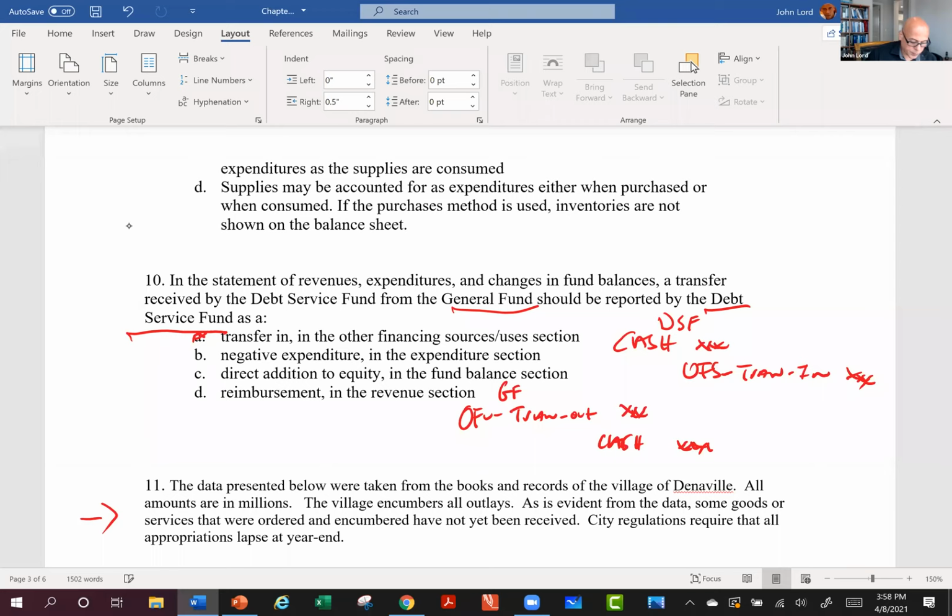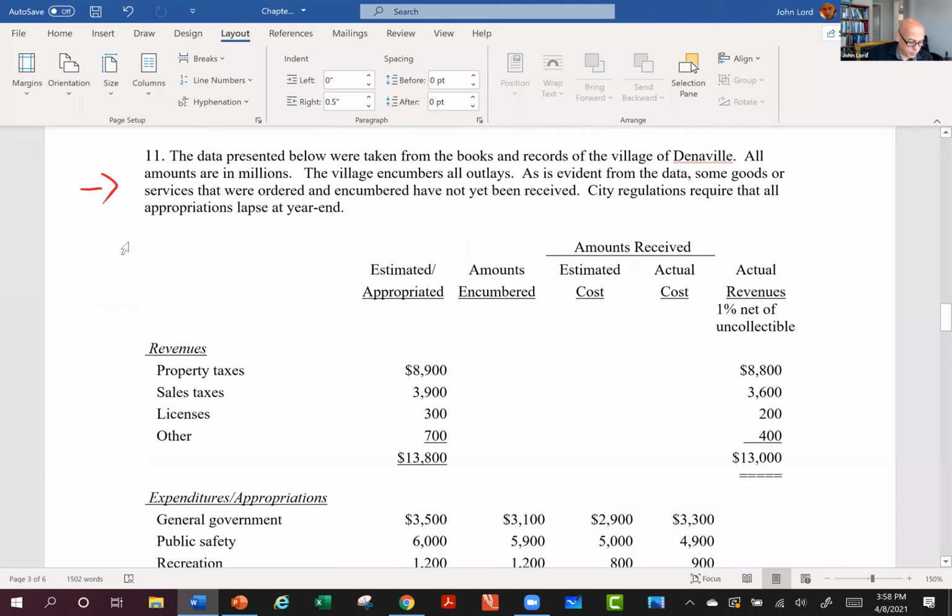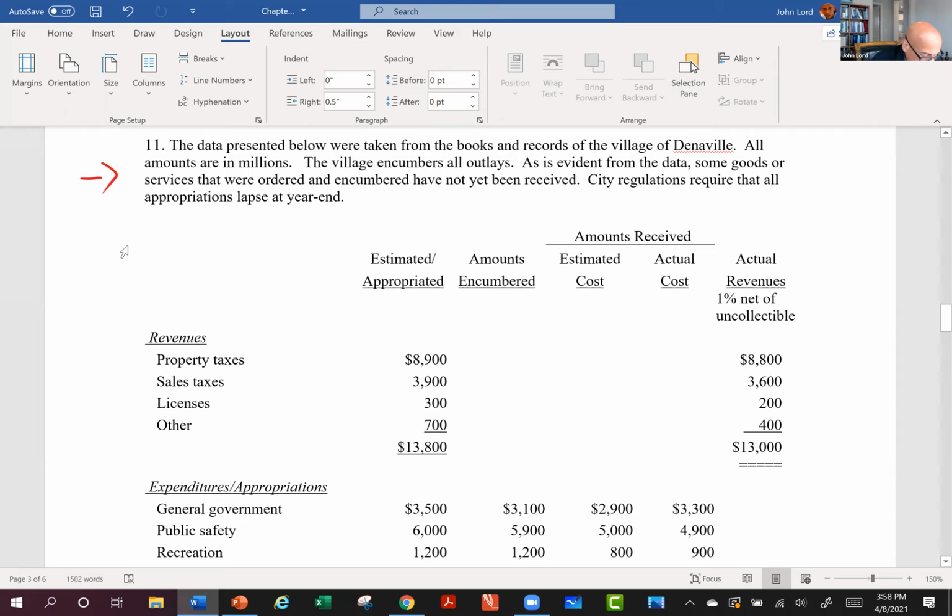Okay, number 11. Now number 11 was a full-blown problem that I gave a class some years back, and I don't do that anymore. I tend to stick more with the multiple choice questions, but I gave it to you for practice purposes because it's a pretty good review of some of the key points that we've covered here in this chapter 4B. Okay, so let's go ahead and take a look at what happened here. They give us all this information, and they have the estimated revenues. They have the appropriation here.